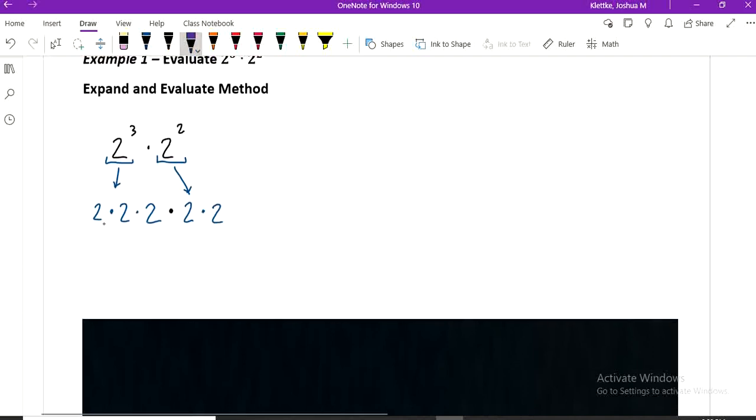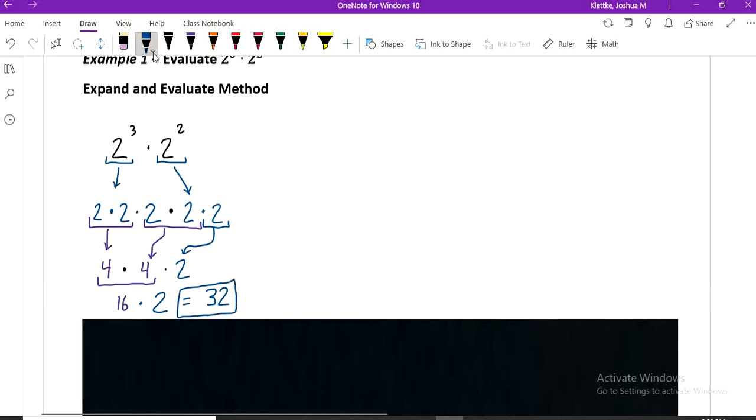To evaluate, we will look at 2 times 2, which is 4, times, let's see, we have another 2 times 2, which is 4, times, we have a times 2 remaining in the back. And we can keep going. 4 times 4 is 16. 16 times 2 equals 32.